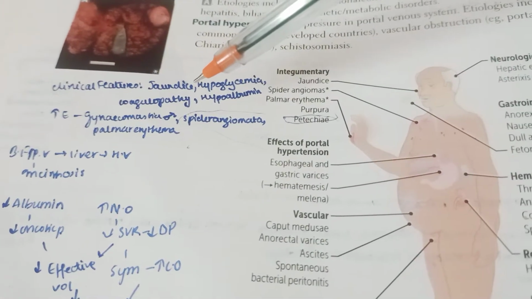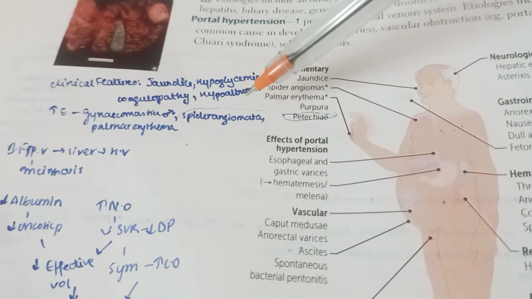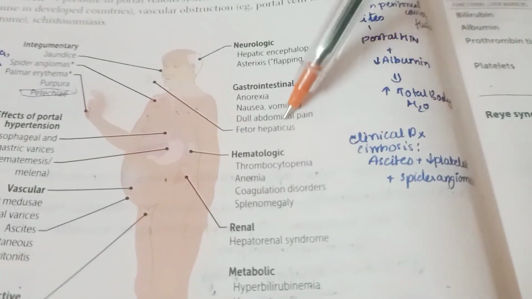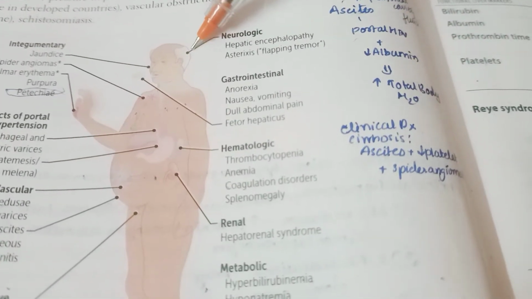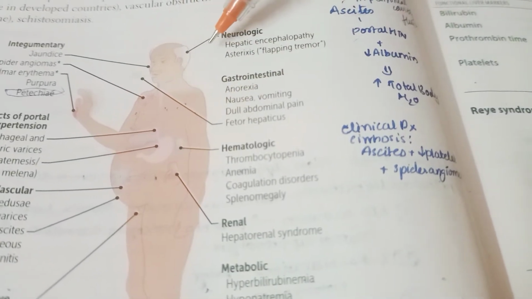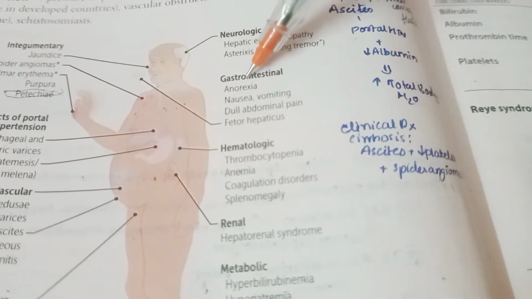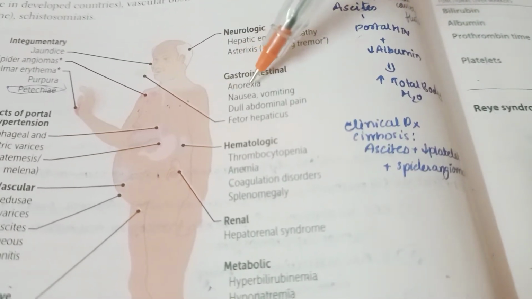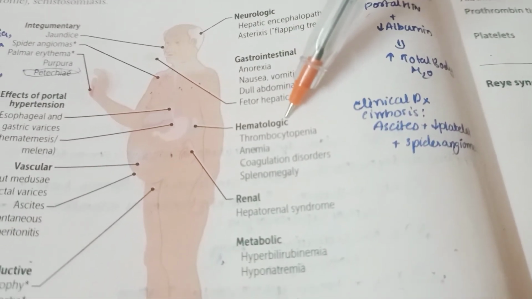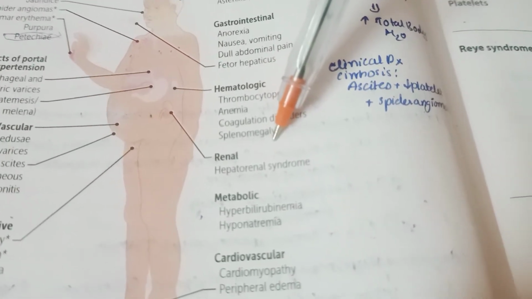Because of this, clinical features are jaundice, hypoglycemia, coagulopathy, hypoalbuminemia. You may think, why coagulopathy? Because the liver forms most of the coagulation factors, right? In the neurological system there will be hepatic encephalopathy because the liver is now blocked. All the toxins of the liver are accumulating in the brain, causing asterixis, a flapping tremor. In the gastrointestinal system there is anorexia, nausea, vomiting, dull abdominal pain. In hematological: thrombocytopenia, anemia, coagulation disorders, splenomegaly.